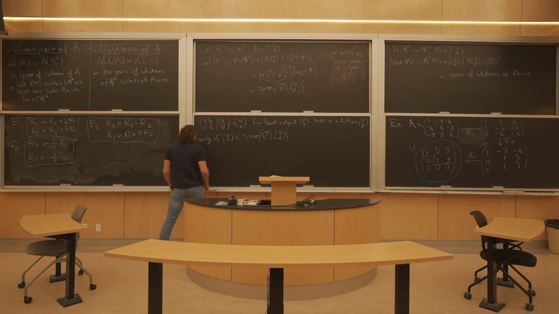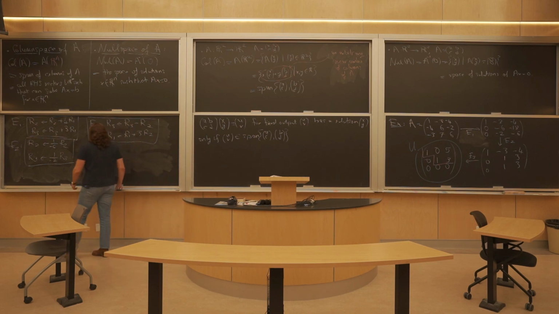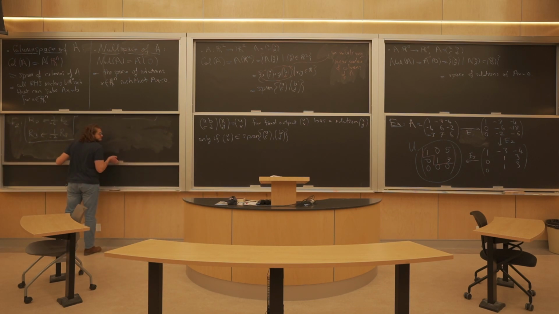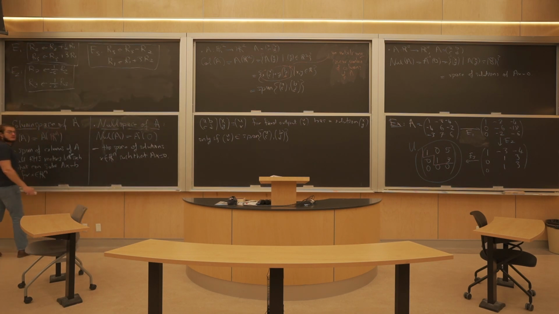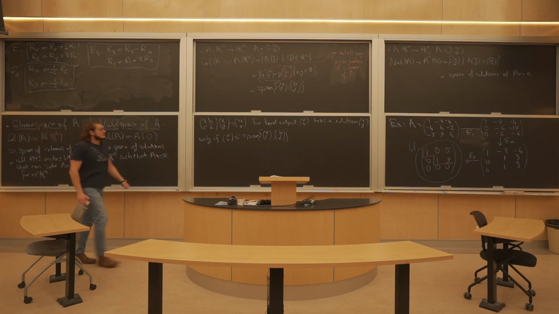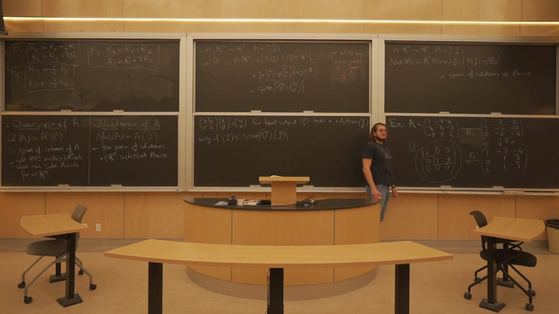Should stay here. I can erase that. Why shouldn't it? I don't know. I always thought of the same number of columns as different rows. It's an array of numbers.